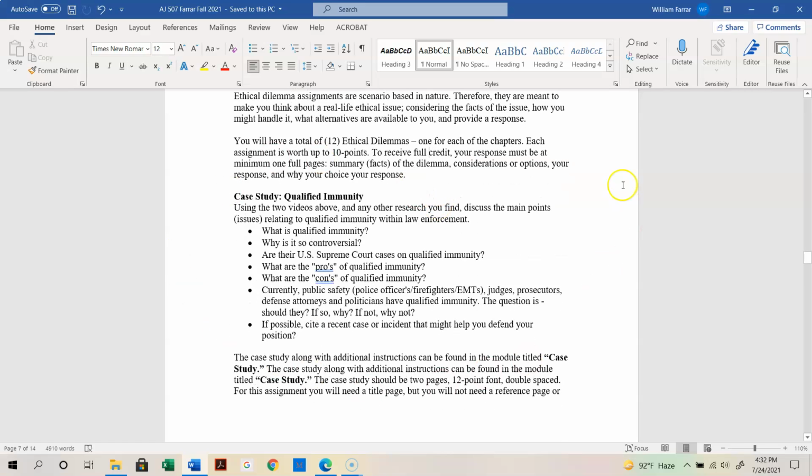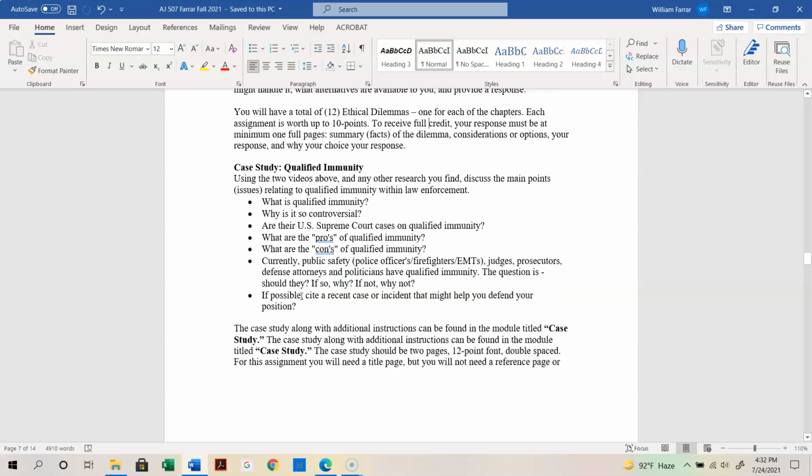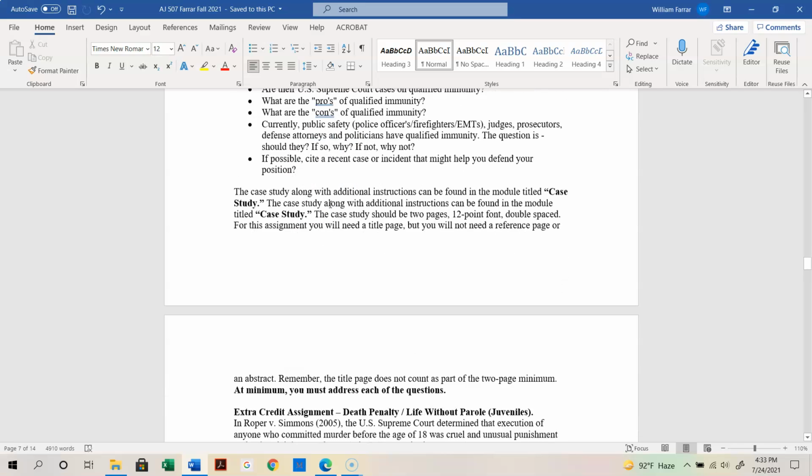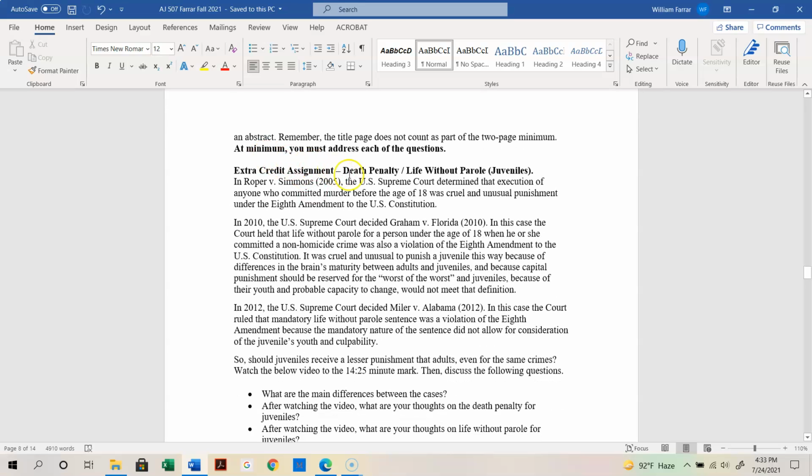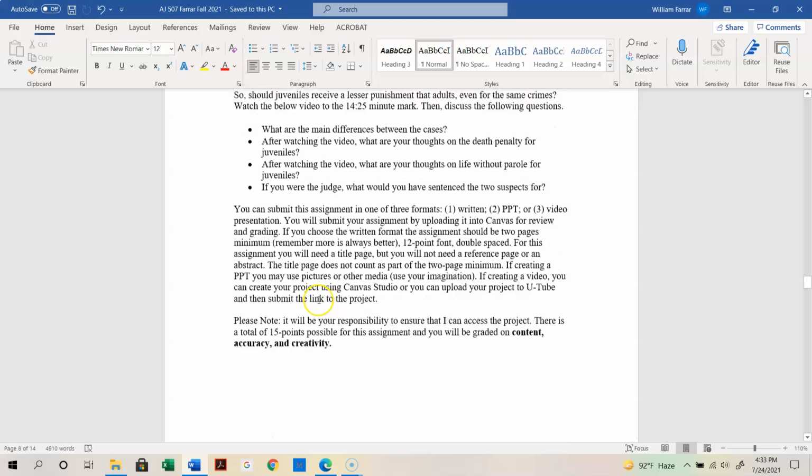All right, so this is built into your course. It's the case study. And I actually give you the questions that I want you to answer as part of the case study. And again, there's more directions inside of your course canvas. Your case study is going to be on something called qualified immunity. And then your extra credit assignment, the one that's built into the course, is on the death penalty for juveniles. Okay. So I have some information on that as well.